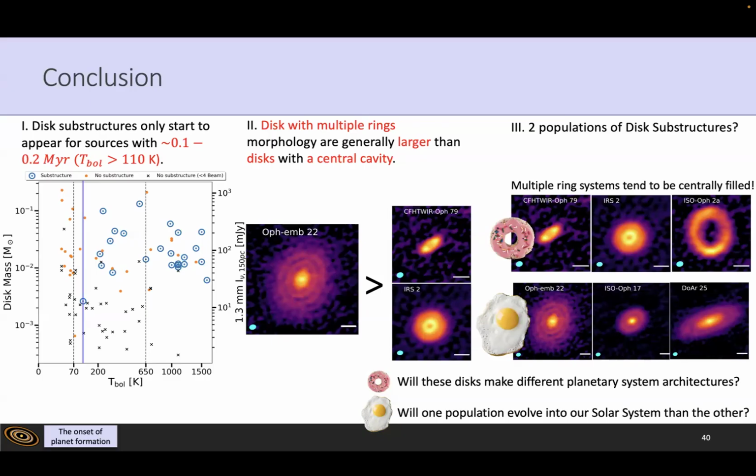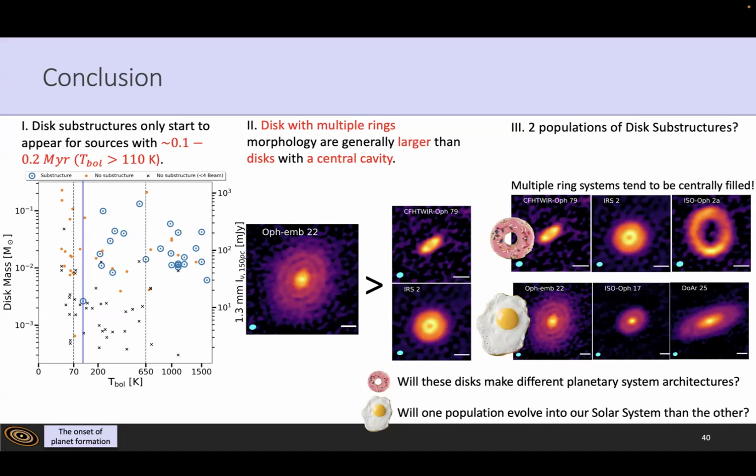And this is during the phase when the central protostar is still accreting materials and is still building up its mass. So this suggests that both planet formation and star formation occur at the same time, and they also evolve together. And in addition, we find that multiple rings morphologies are generally larger than disks with a central cavity.